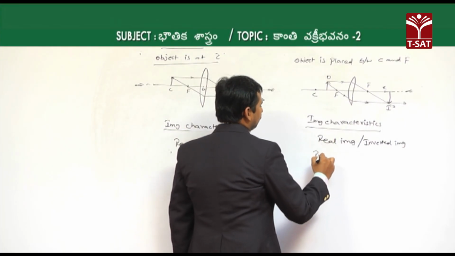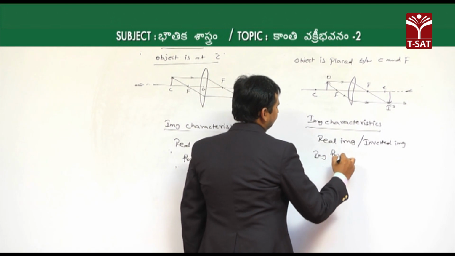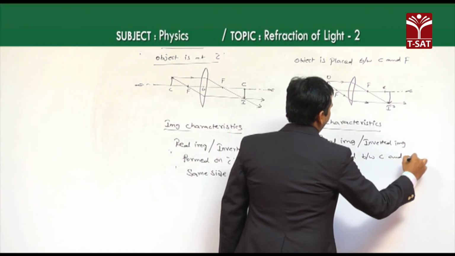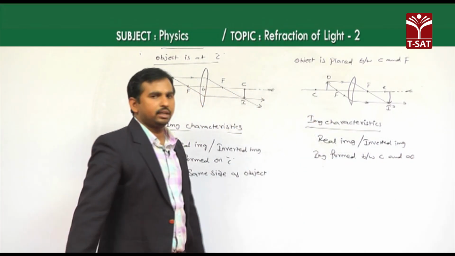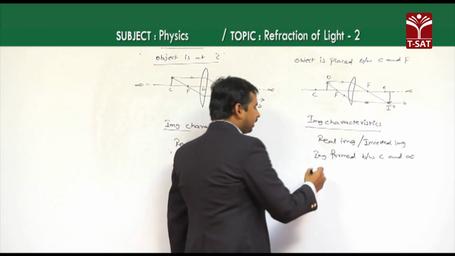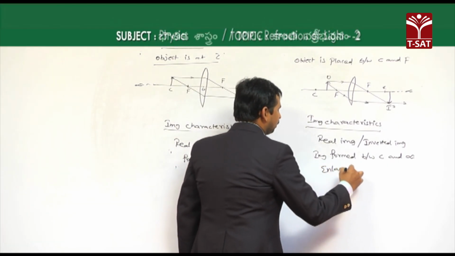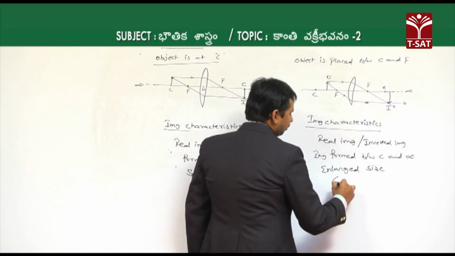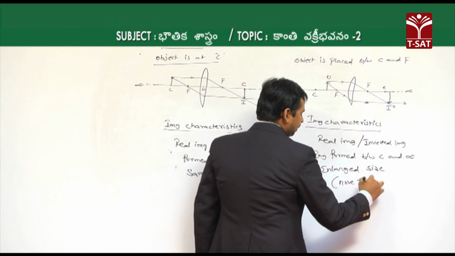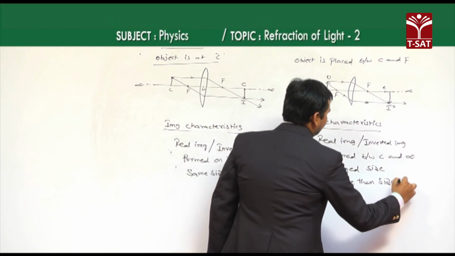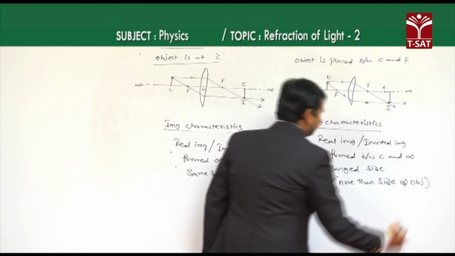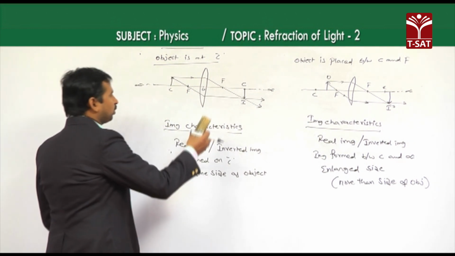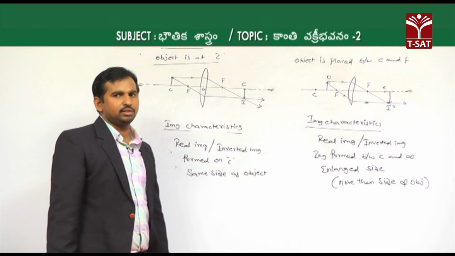So image formed between C and infinity, that is. Okay. And the next one, the size here is an enlarged size, which is more than the size of the object. Enlarged size means more than the size of the object, that is. Okay. Now that is about the fourth case where the object is placed between C and F.